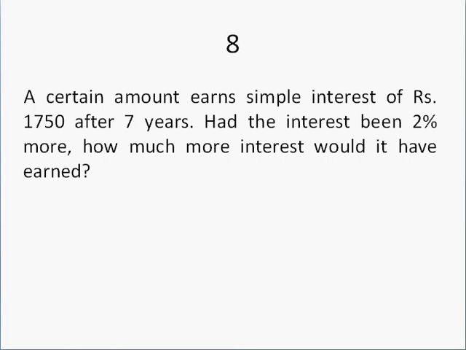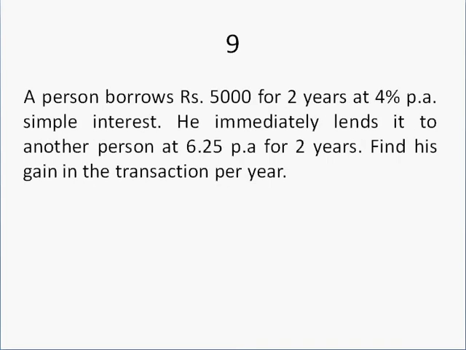Okay, now we'll move to the next question. Question number 9. A person borrows rupees 5,000 for 2 years at 4% per annum simple interest. He immediately lends it to another person at 6.25% per annum for 2 years. Find his gain in the transaction per year.